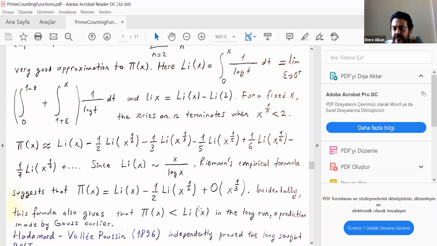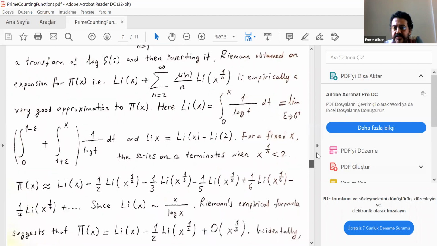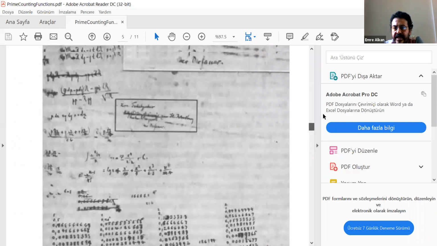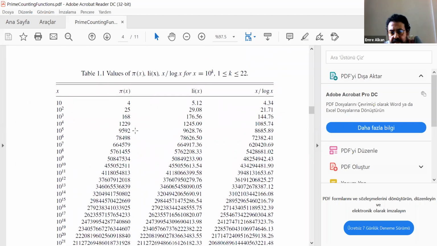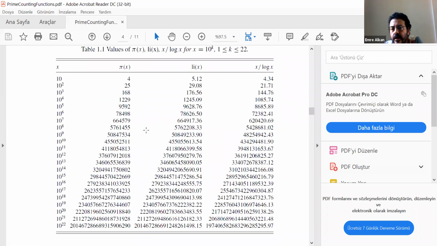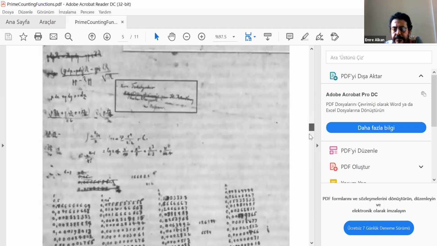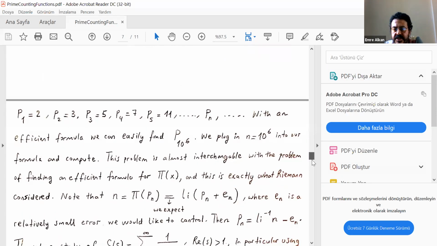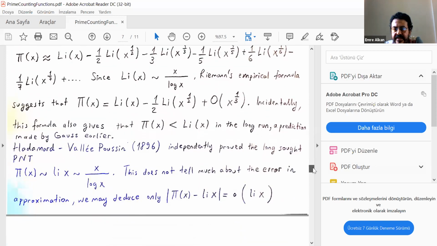In fact, it fits with our table as well, because in our table we were also seeing that prediction. All these values were less than Li of x, up to 10 to the 22. So it's very promising. And Riemann's empirical formula also suggests that, incidentally, but it offers more.